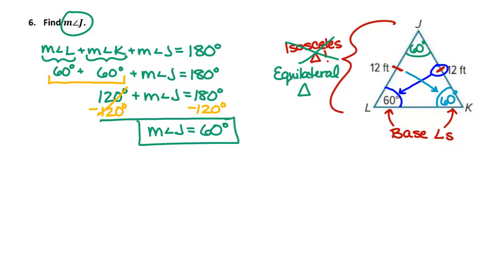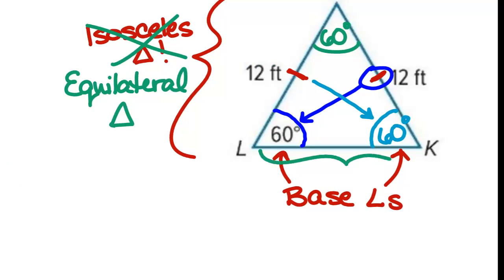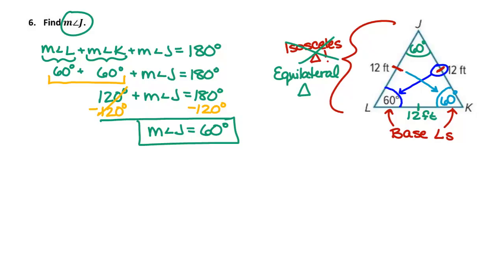I thought it was isosceles. It met all the criteria of being isosceles, but it turns out that it's actually equilateral, but we didn't know that until we found the measurement of angle J. So how big is side LK then? That would be 12 feet. It would also be congruent. So how were we able to determine LK? Because it's an equilateral triangle. Yep, if all the angles are equal, then all the sides also have to be equal.